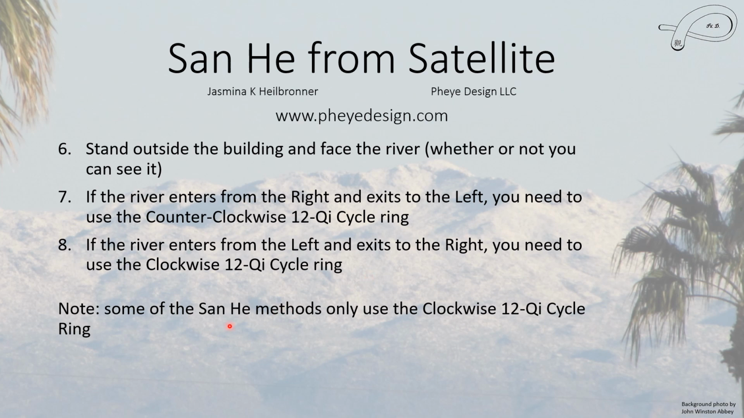Now there are some San He methods that only use the clockwise 12 chi cycle. And so that means that our house, which has to use this, can't use those methods.